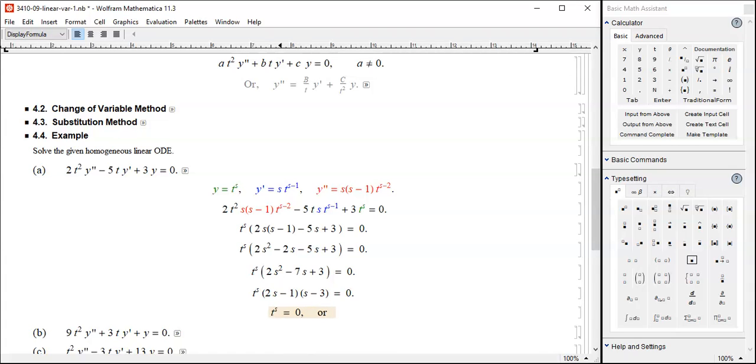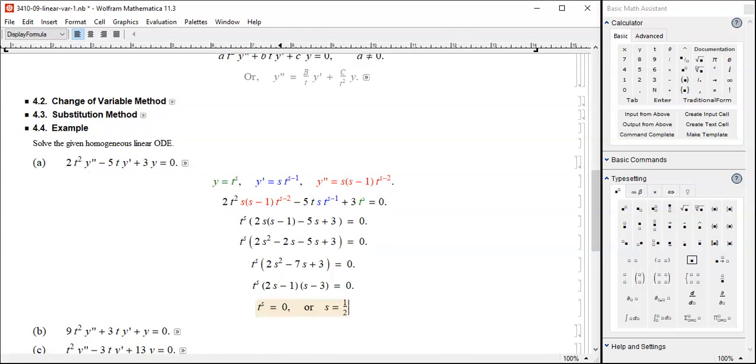or 2s minus 1 is equal to 0, so s is 1/2. Or s minus 3 is equal to 0, so you get s is equal to 3.